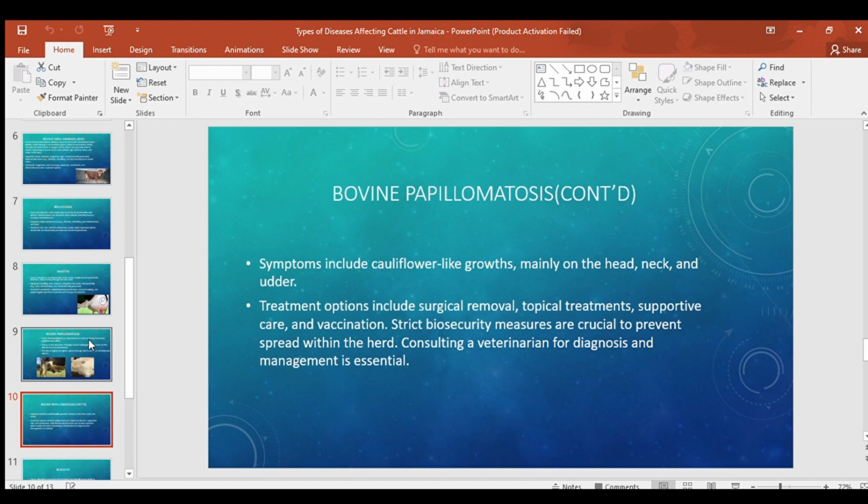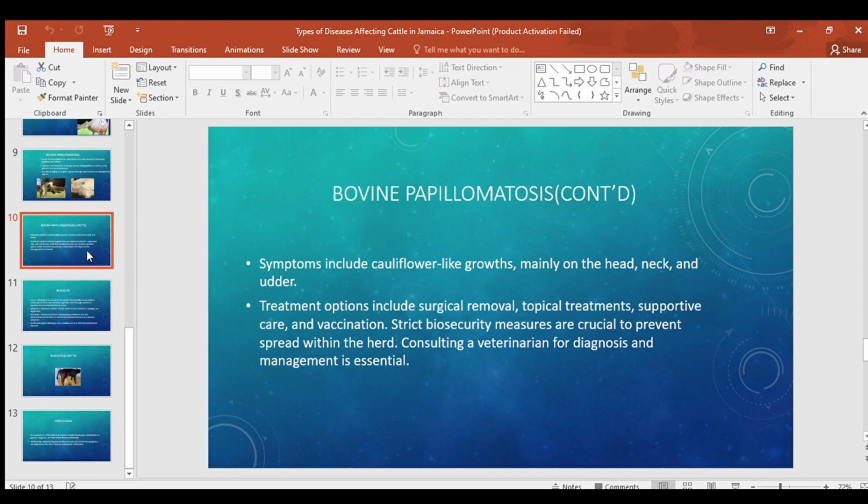But in some cases, the papilloma gets really bad and it's covering the entire animal. In that case, you just cull that animal, because the growths will turn to sores, and that animal will be in great pain, and you don't want that for animal welfare. You don't want your animal undergoing constant pain. So you just cull that animal to relieve it of the pain.